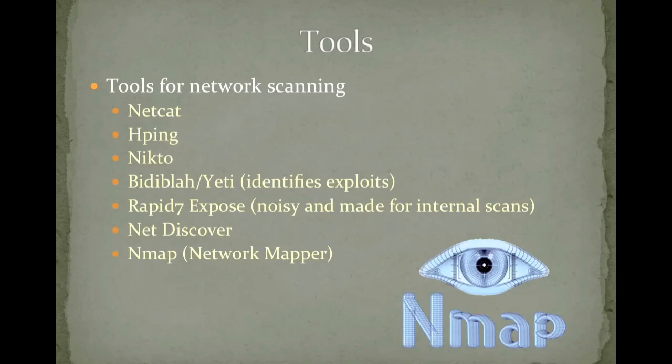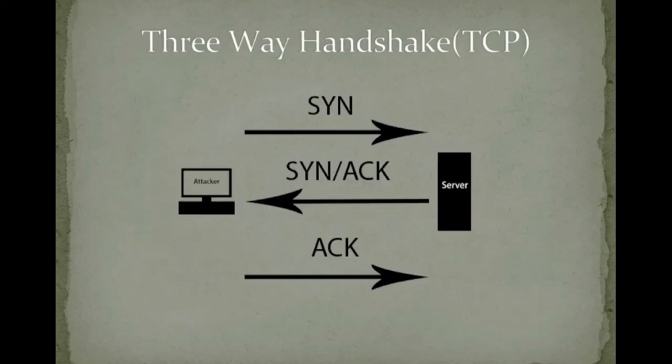So what are the tools used for network scanning or mapping? The first ones are Netcat, Hping, Nikto, and others that identify the different exploits. Rapid7 Expose is very noisy and it's made for internal scans by a network administrator who has permission. It's very easily detectable. NetDiscover and Nmap, or Network Mapper, is probably the number one tool within the hacking community because it lets you do a range of different scans and it's very versatile.